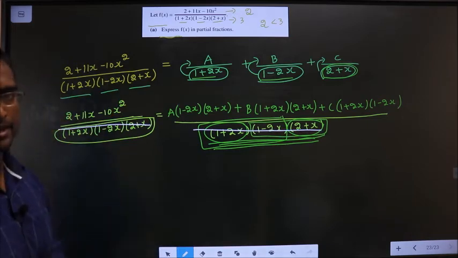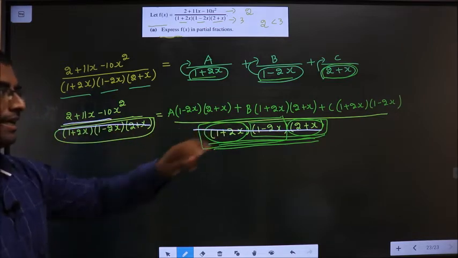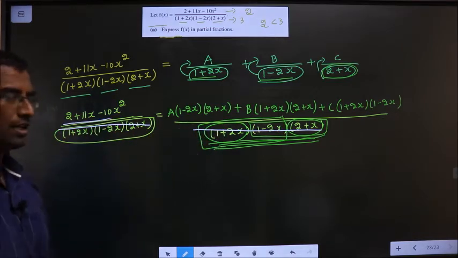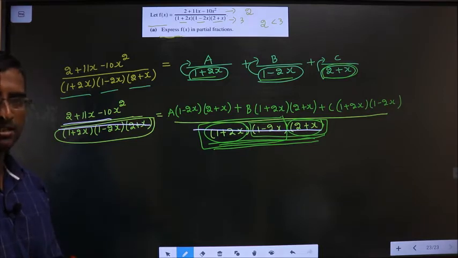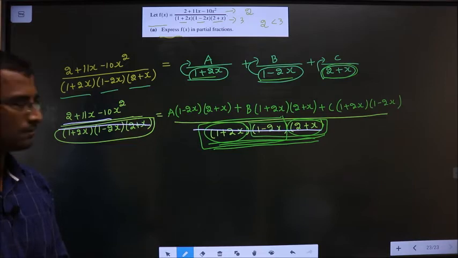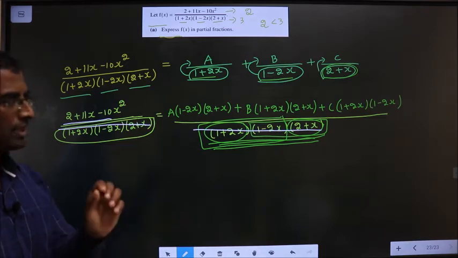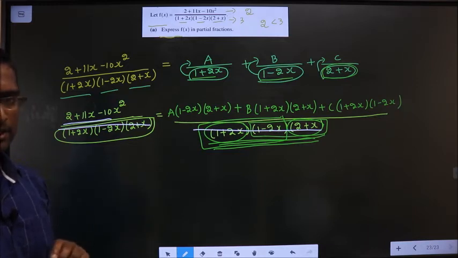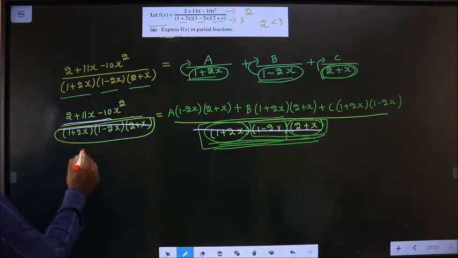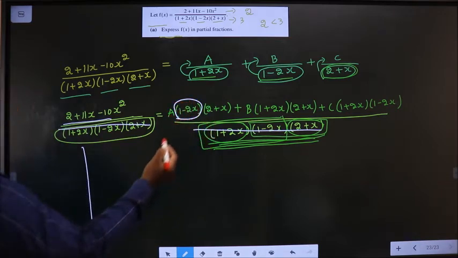Next, what happens is, cancel out the denominators on both sides. Both the denominators get cancelled out. Okay. Now you are left with this numerator equal to this entire numerator. Now you should take different values for x, or by comparing coefficients you should get the values of a, b and c. Now how do I get different values for x? I will try to make a bracket 0. See here. What I mean is, I will try to make this bracket 0.